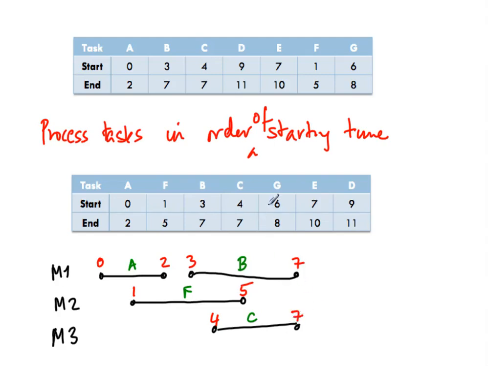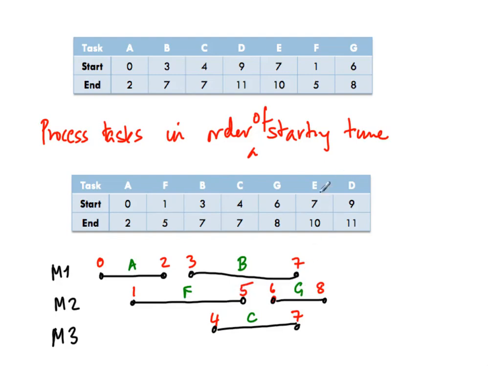Right? Now we come to task G. Now G starts at 6. At time 6, M1 and M3 are both occupied, but M2 is now done. So we can start a task here and let it run to time 8. Okay. So we can assign task G to machine 2, which has finished processing F.